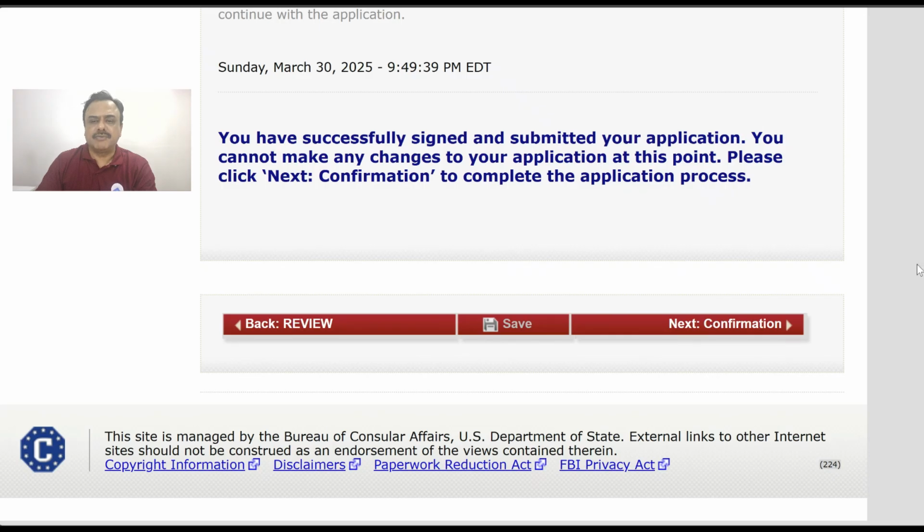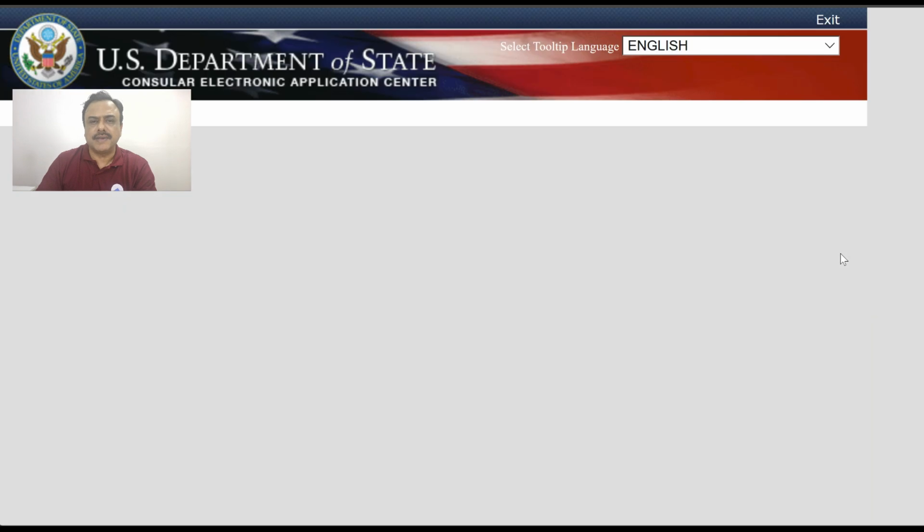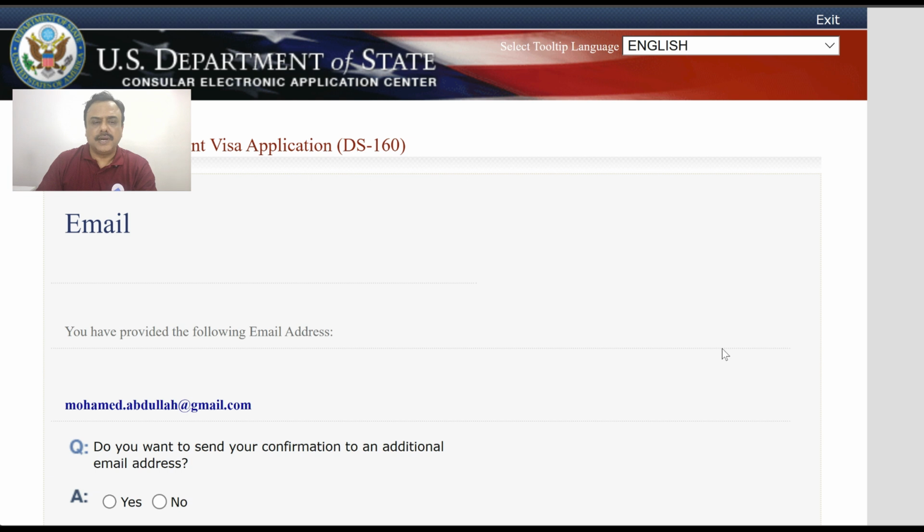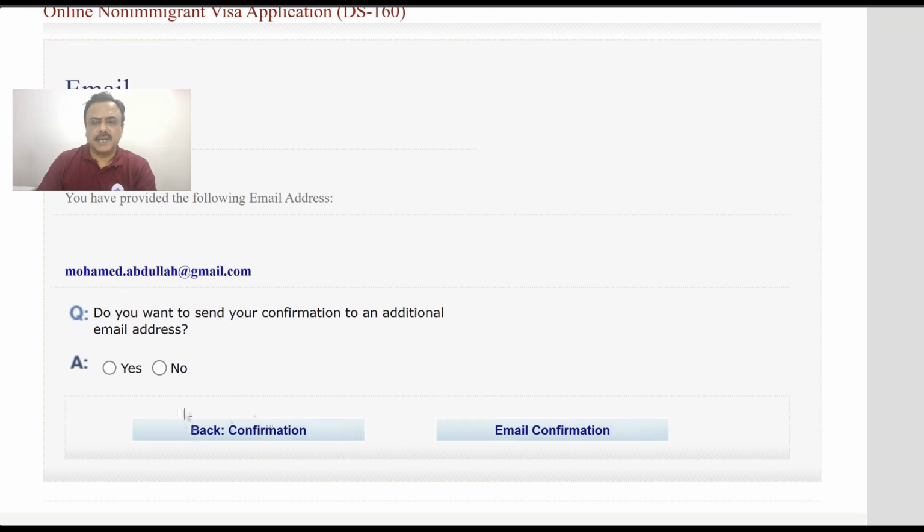Now, once it's done, you are done. But before you close, please make it a point to take a copy. This barcode is very, very essential moving forward for blocking your visa slot. I would strongly recommend you to take a printout. In fact, send it to your email, this sheet. And by doing so, you will receive a copy of this in your email for your records.